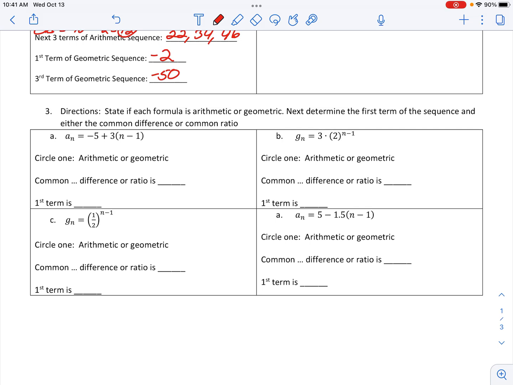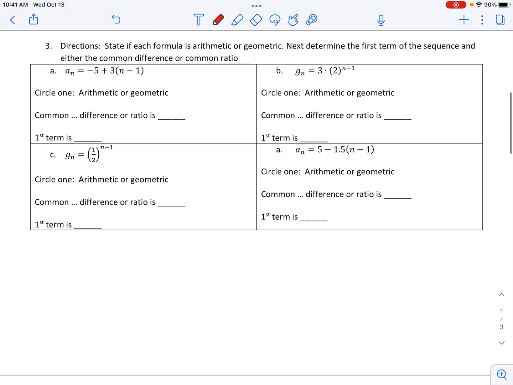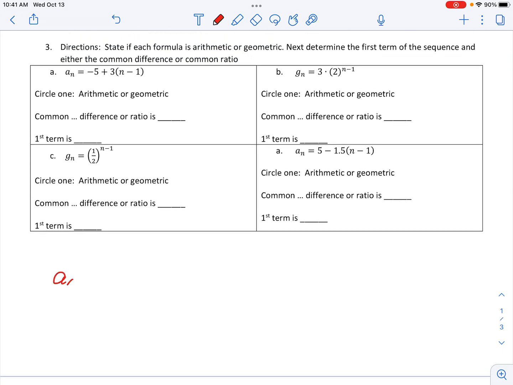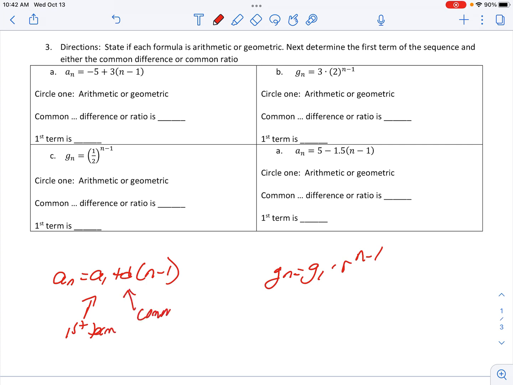Number 3, just tell me what type of sequence we have there, what type of equation we have, and then extract out, tell me the two key pieces, the ratio or difference and then the first term. So what we are doing then is comparing that to our explicit formulas we've been going through in class. That's for an arithmetic, and that's for a geometric. This is, again, the first term, and this is the common difference. On the geometric, that's the first term, and that R is the common ratio.